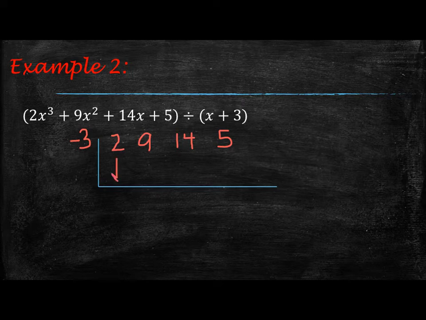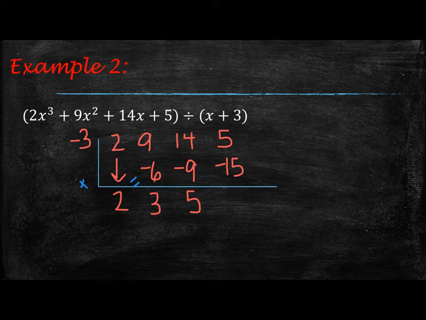So the very first step, you always bring down your first number. Then you're going to multiply. So take those two numbers and multiply them together and put it here. So negative 3 times 2 is negative 6. Then you add. 3 times negative 3 is negative 9. That gives you 5. And then 5 times negative 3 is negative 15, which would give you that remainder of negative 10.